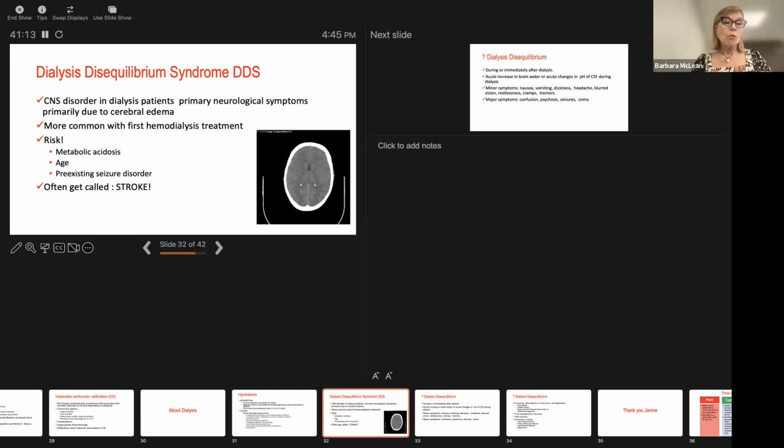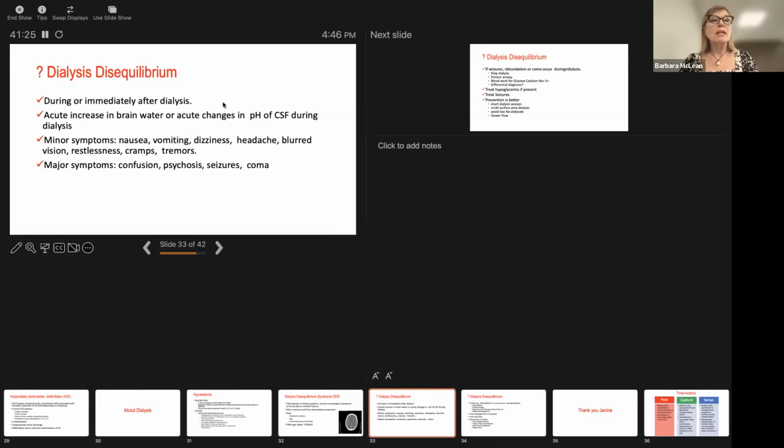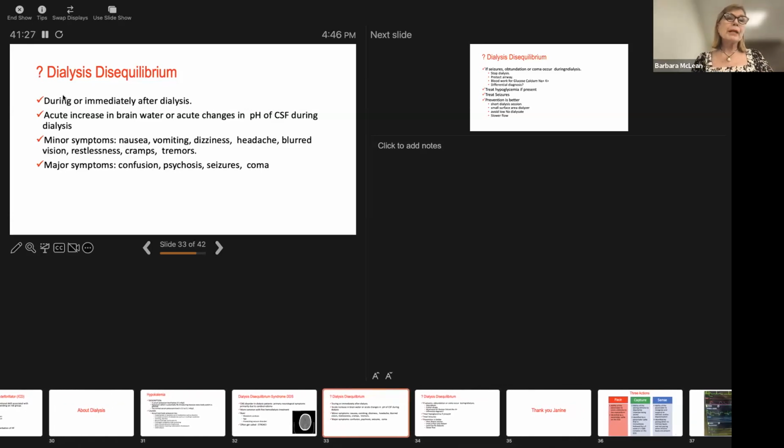So what we're going to hope for, and we're not going to ever really know, is was this also impacted by dialysis disequilibrium syndrome? I would certainly consider that it was, because of his electrolytes at time of presentation. It typically occurs during or immediately after dialysis. Big increase in brain water, big change in the pH of cerebral spinal fluid, and patients can go straight into a coma, or they can have seizures and confusion.